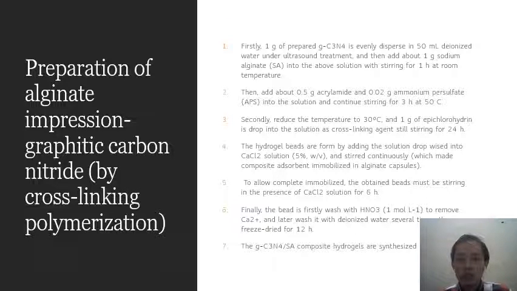To allow the complete immobilization, the obtained beads must be stirred in the presence of calcium chloride solution for 6 hours. Finally, the beads are first washed with nitric acid to remove the calcium ions and later washed with deionized water several times before being freeze dried for 12 hours. The graphitic carbon nitride with the alginate impression made by the cross-linking polymerization is successfully formed in the form of hydrogel.